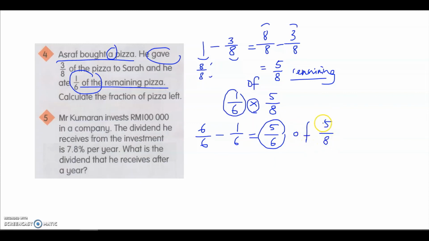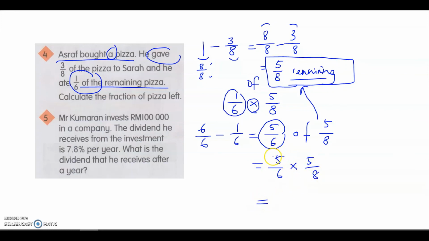5 over 6 of the remaining pizza. The remaining is 5 over 8. So of here means times. So now you can times directly. 5 times 5 is 25. 6 times 8 is 48. So the answer is 25 over 48.